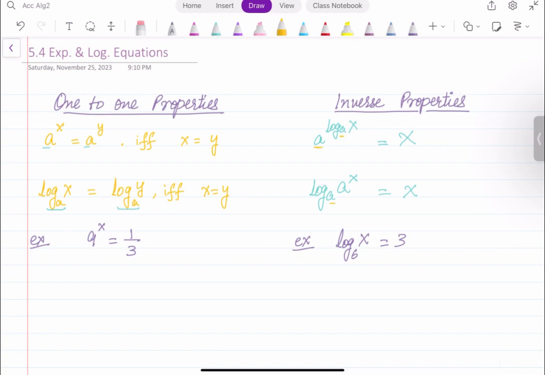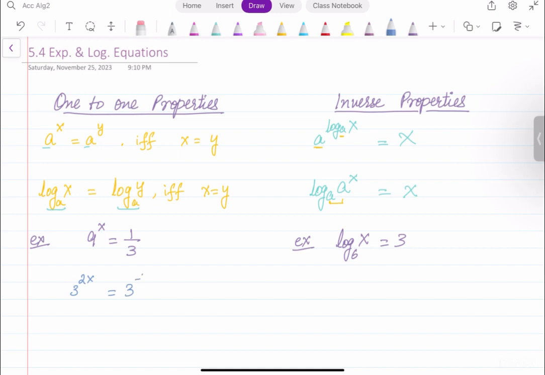The inverse property says if a to the power and log base a, both of them are the same, I don't need them, it is just x. And the same thing will go with the log function. So these two properties, the one-to-one property and the inverse property, are very, very important. Let's understand with an example.